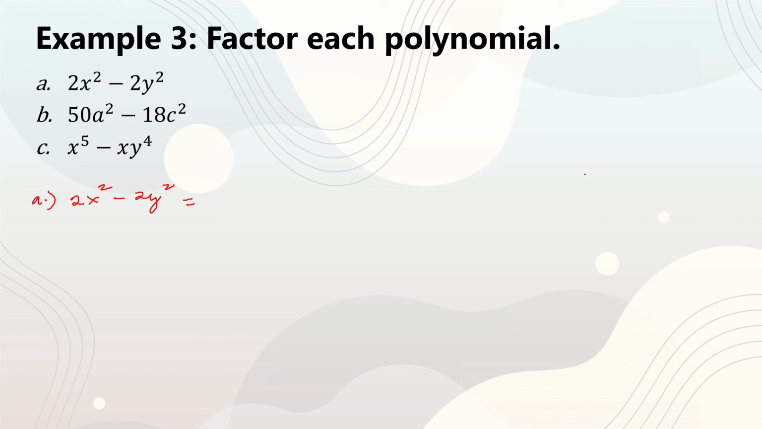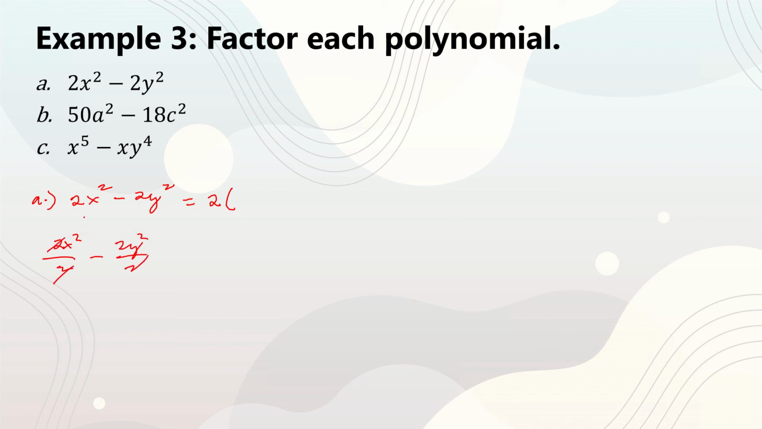Okay? May common factor ba si 2x squared at saka si 2y squared? Meron. Ano ba yung common factor nila? Pareho silang may 2. So, we factor out the 2. That means, we just divide, di ba yung step 1 natin, find the GCF, which is 2. Shortcut na tayo ha. GCF is 2, then we divide each term by the GCF 2.